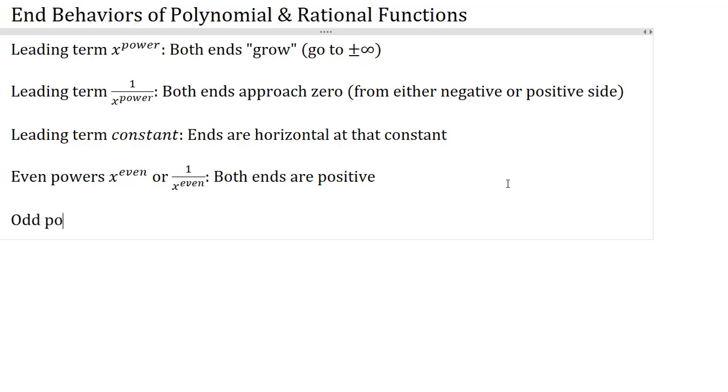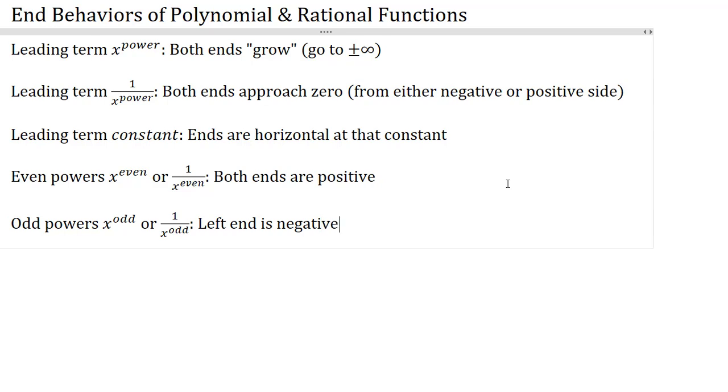If you have odd powers, such as x to an odd power or the reciprocal, 1 over x to an odd power, then the left end is negative, because on the left end of a graph, you're looking at negative x values. If you take a negative x value and raise it to an odd power, you get a negative number. Same thing if you divide by that. If you look at the right end, you've got a positive x value, therefore the right end is positive.